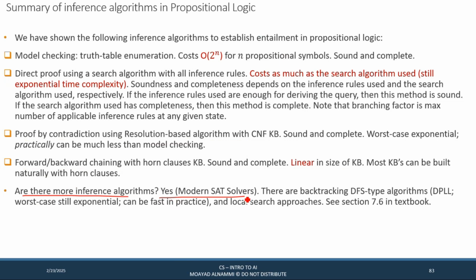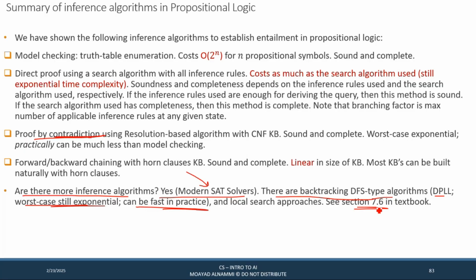The answer is yes. You can actually do proof by contradiction using modern SAT solvers. And in practice, these can be very, very fast for a large majority of the queries that you're trying to answer. These are backtracking DFS type of algorithms. One popular algorithm is called DPLL. The worst case is still exponential, but in practice, it can be extremely fast for a large number of problems.